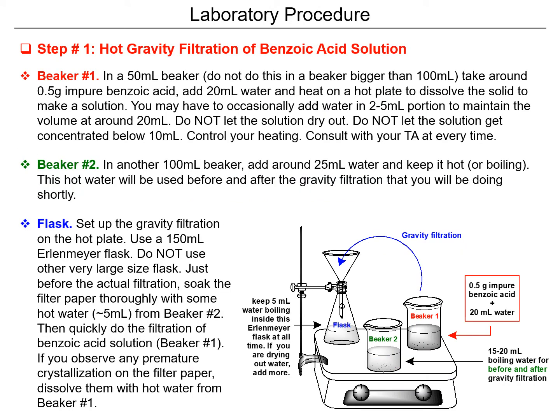All right, so let's talk about this week's lab, which is going to be the hot gravity filtration of benzoic acid solution. Basically, if you were in the lab in person, the TA would make you a kind of a mixture of benzoic acid and an unknown contaminant in it. And we would give that to you, and we would tell you to dissolve it, recrystallize it, and just get pure benzoic acid out of it.